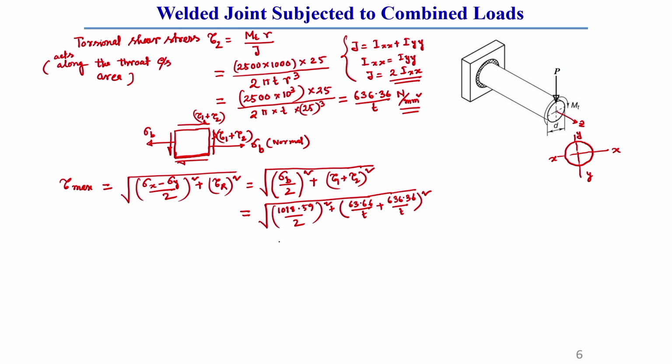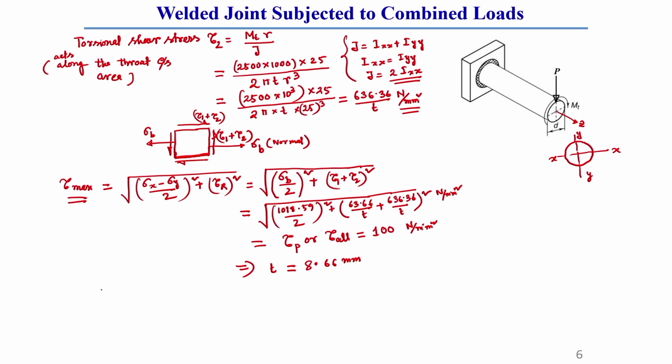So, you see, this tau max we need to equate with the permissible shear stress, or you can say sigma p, also called the allowable shear stress, which is given as 100 Newton per millimeter square. This left side is also Newton per mm square. So, from here we will get T, the throat thickness, equal to 8.66 millimeter.